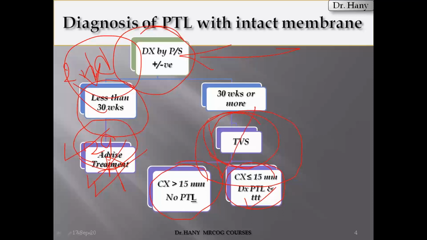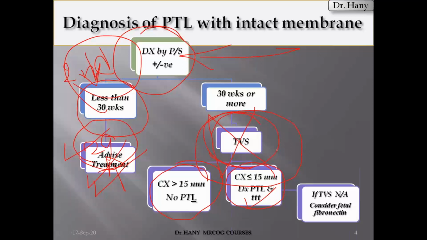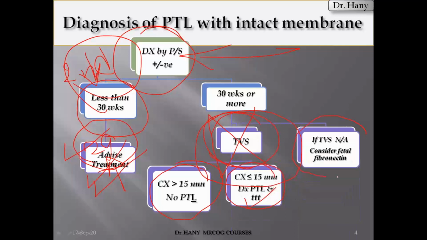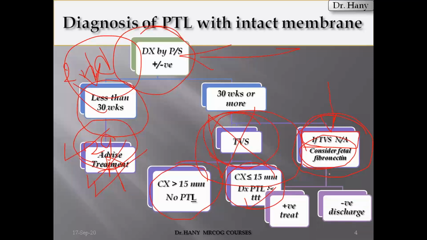If the ultrasound is not available, he will tell you in the exam, no transvaginal ultrasound is available. So you will think about the fetal fibronectin test. If the transvaginal ultrasound is not available, you will consider doing the fetal fibronectin test. If it is positive, treat the woman as preterm labor. If it is negative, discharge the woman and tell her that she is not in preterm labor.